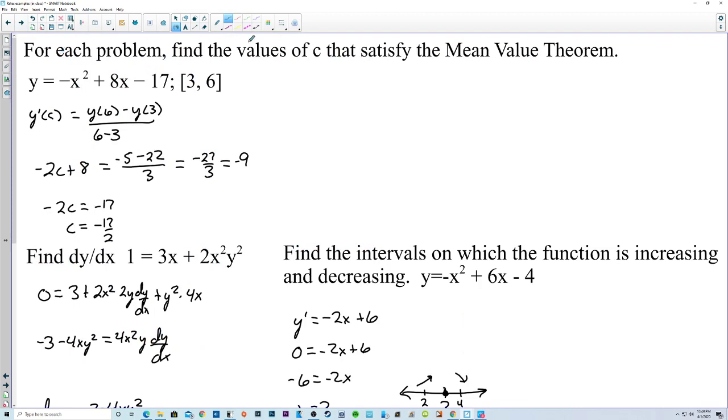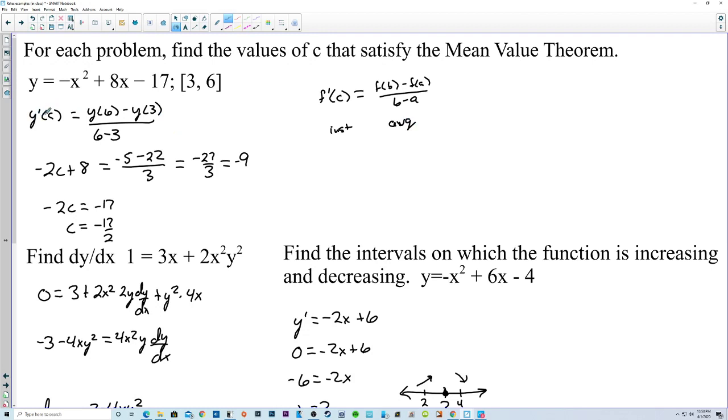For each problem, find the values of c that satisfy the mean value theorem. Well, the mean value theorem says that we have a c value, somewhere where the instantaneous velocity is equal to f of b minus f of a over b minus a. Somewhere the instantaneous velocity is going to be equal to the average velocity.